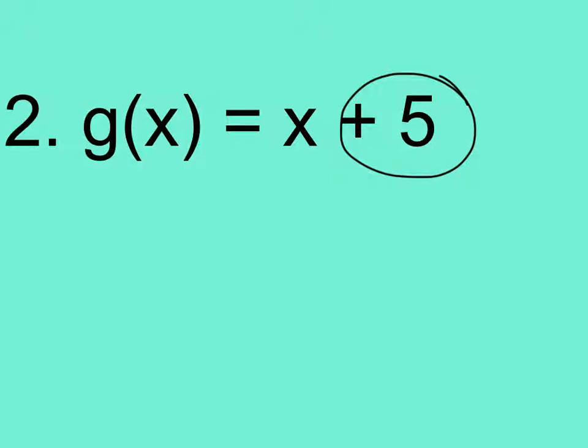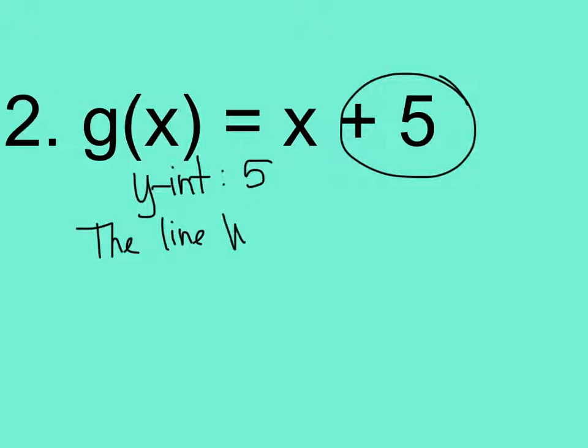So plus 5 would mean that instead of starting at 0, your y-intercept here is 5. So the line would cross the y-axis at 5.